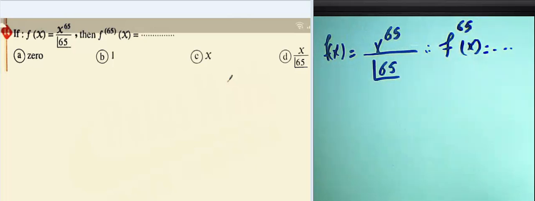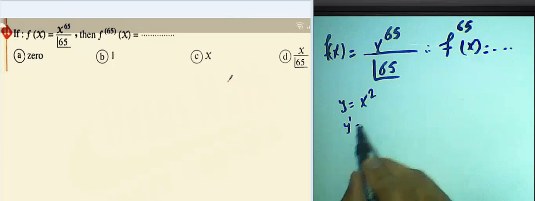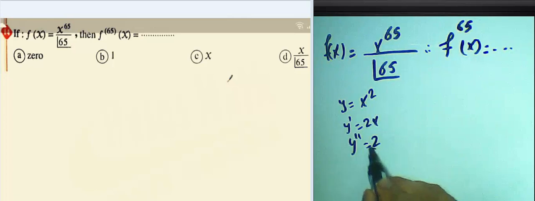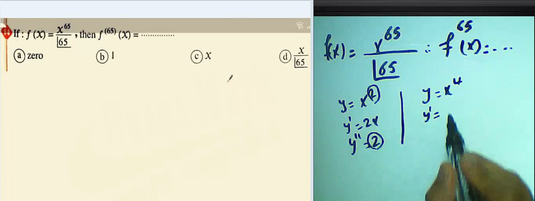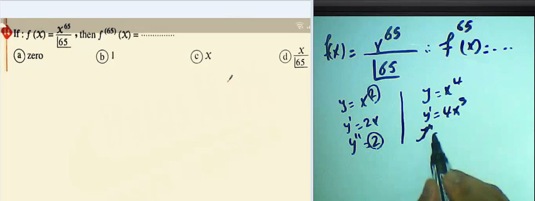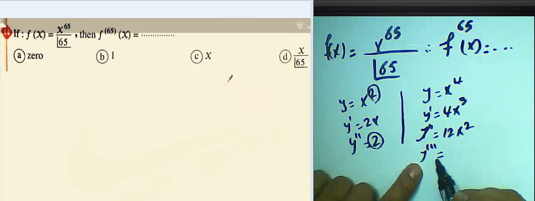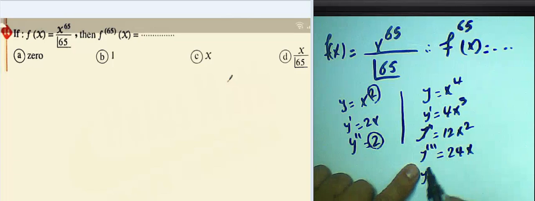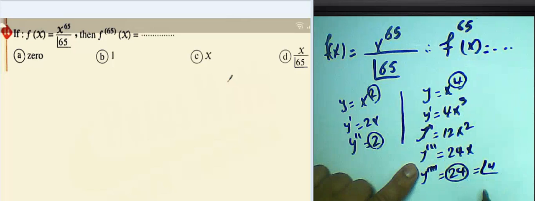Why? If we put y equals x squared, then y dash equals 2x and y double dash equals 2, such that it's a power. Okay? Put y equals x to the fourth, then y dash equals 4x cubed and y double dash equals 12x squared. And the third derivative of this function equals 24x and the fourth equals 24. Look at here, 4 multiplied by what? It's meaning factorial of 4. Factorial 4 equals 24 because 4 times 3 times 2 times 1 equals 24.